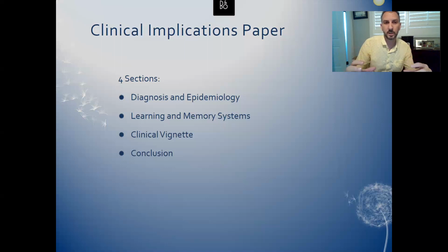Okay, so that's the first section. It helps us familiarize ourselves with the disorder. The second section, but this is really the most important section, is where you talk about the learning and memory systems. So you talk about how classical conditioning fits into this disorder, how operant conditioning, how cognitive schemas, how motivational processes or social learning or memory systems, how does it relate to this disorder?